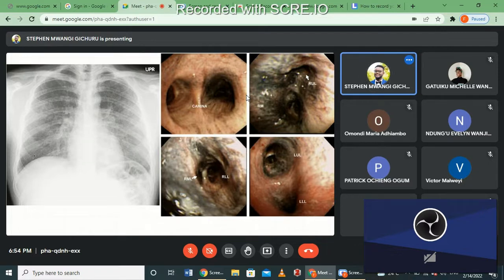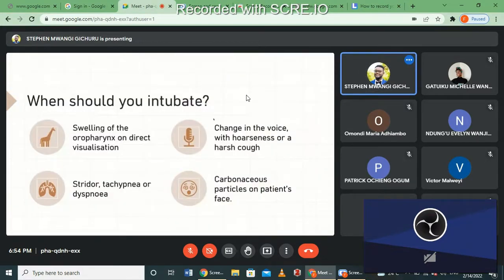A bronchoscopy is much better because you can see, for example, the carina, the right middle lobe, the right lower lobe, which is what they're labeling. And in the bronchus, you can see all this soot. That is a high indication of inhalational injury.